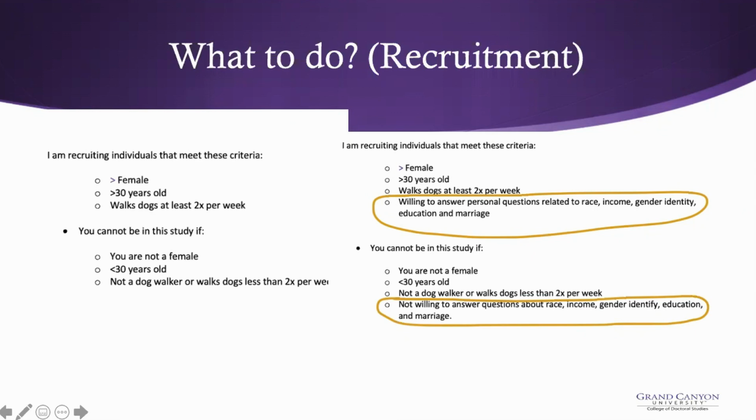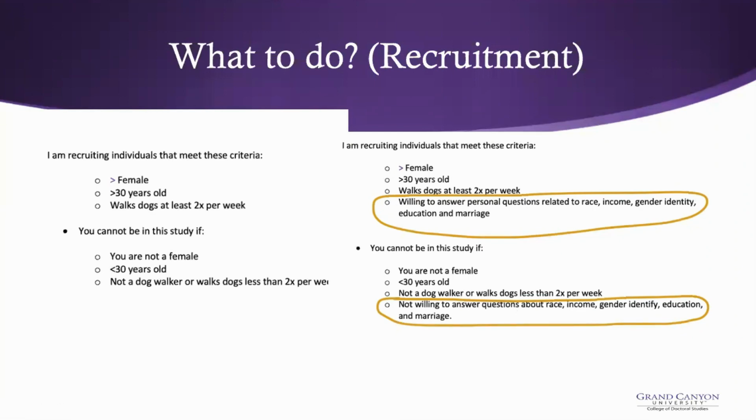Now, if you want to ask those types of personal questions, that's absolutely fine. But again, you have to let the participants know what the study is going to be about. So in this case, you would say, okay, I need to know those types of questions. So you're going to ask, I need participants that are female, over 30, they walk their dogs at least 2 times per week, and they're willing to answer questions related to race, income, gender identity, education, and marriage. And you can't be in the study if you're not willing to answer these types of questions.